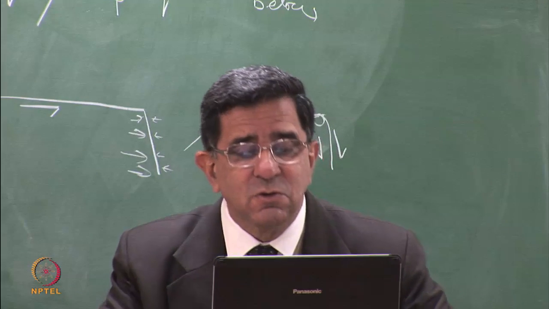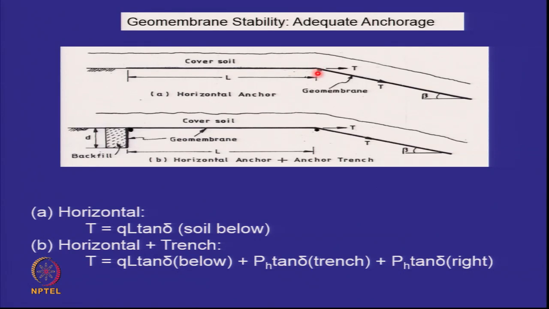What does Sharma and Lewis do? Sharma and Lewis say there is a frictionless pulley here and there are two frictionless pulleys here. So they don't resolve T. This is T. It's like a rope. There is a frictionless pulley, so here the T is horizontal. So T is equal to QL tan delta, topsoil is moving. And here is another pulley, so that T is here also. So T is equal to QL tan delta plus P horizontal tan delta on the trench side and P horizontal tan delta on the right side.